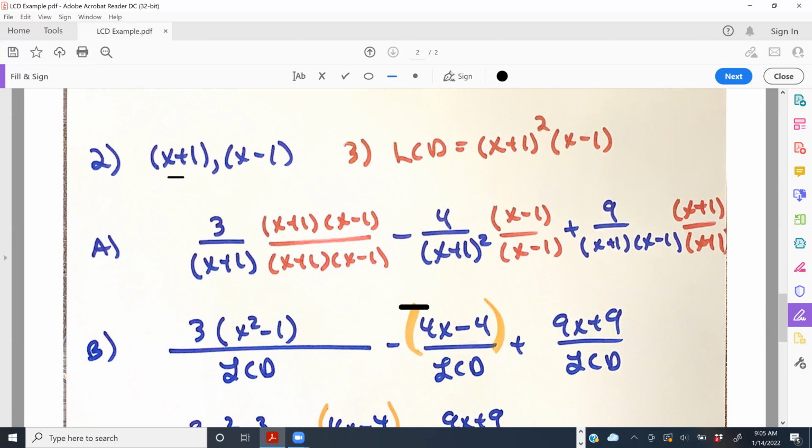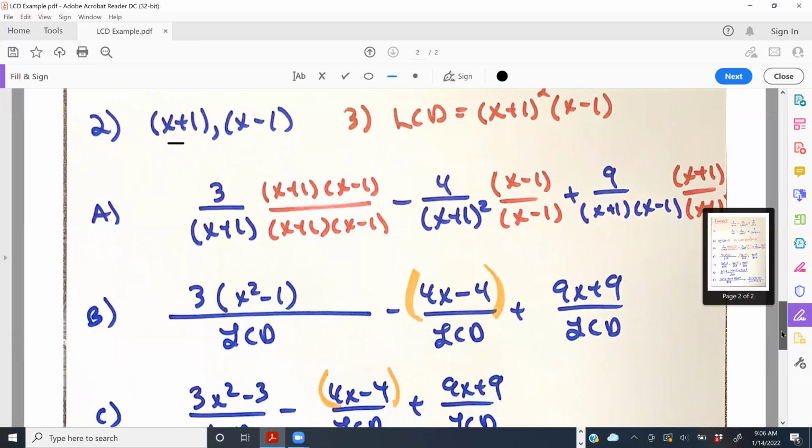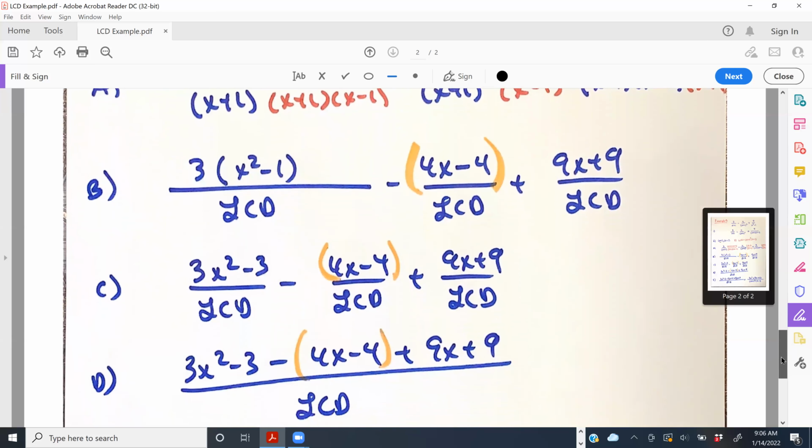And if you notice, I put parentheses around the x minus 4 term because I'm eventually going to have to distribute that negative to both of these terms. That means I'll get a negative 4x and a plus 4 when I do that. Finally, 9x plus 9, we're okay there. Let's move down. I distributed the 3 to this numerator term here.